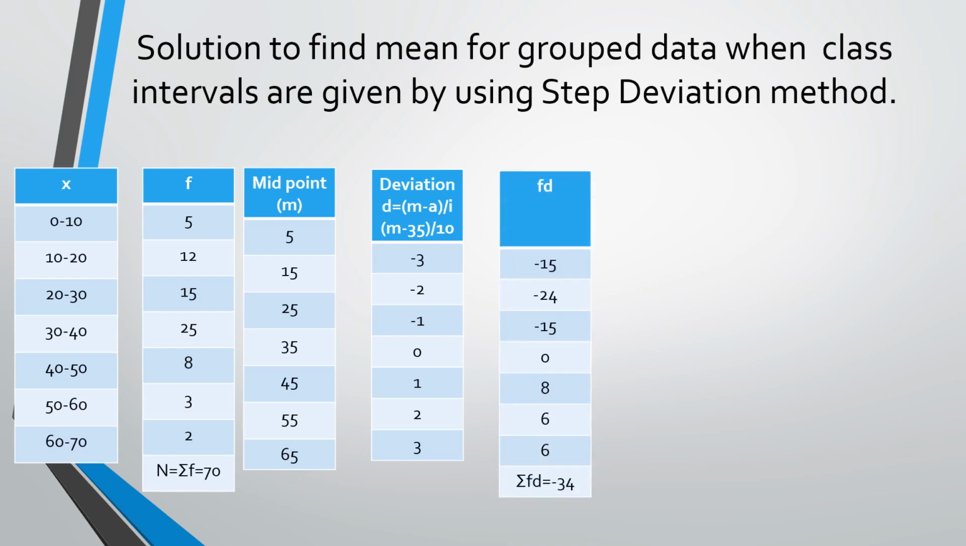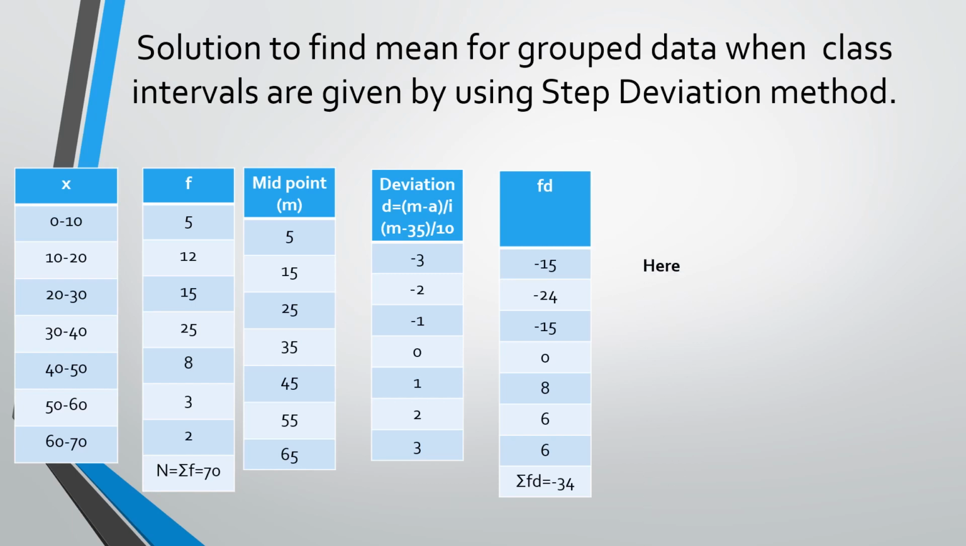The next you need to find FD, that is the product of the frequency and the deviation. So frequency here is F, that is 5, into deviation, that is minus 3. So 5 into minus 3 is minus 15. The next one, 12 into minus 2 is minus 24. Then 15 into minus 1 is minus 15, 25 into 0 is 0, 8 into 1 is 8, 3 into 2 is 6, then 2 into 3 is 6. Then you need to find the summation of FD, which is equal to minus 34.